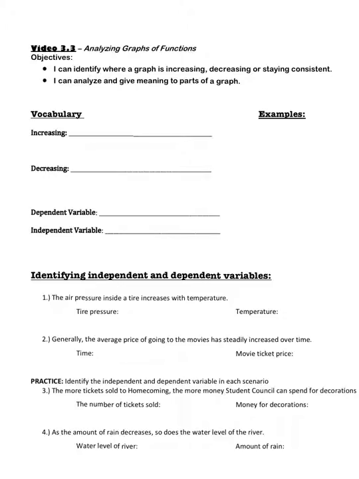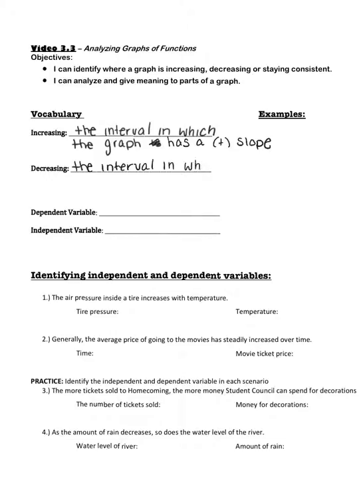So simply put, it is the interval in which the graph has a positive slope. So it's going up. And then decreasing is the interval in which the graph's slope is negative.